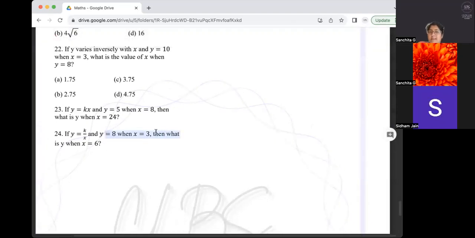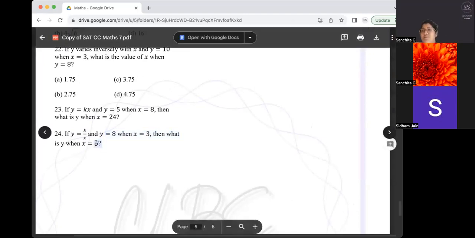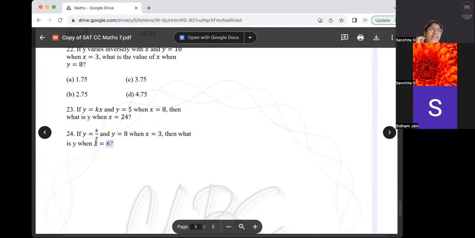So this is 8 times 3, 24. So this is 6 times 4 is equal to 24. Okay. Clear, no? You understood? Like I have taken the constant of proportionality, x, y. Okay. Simple stuff.